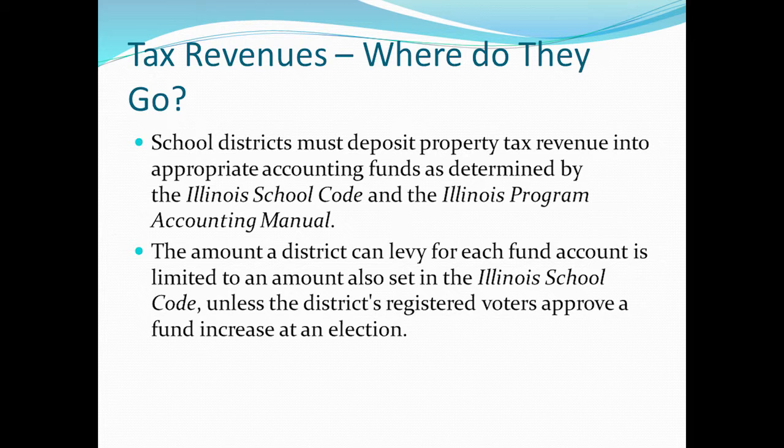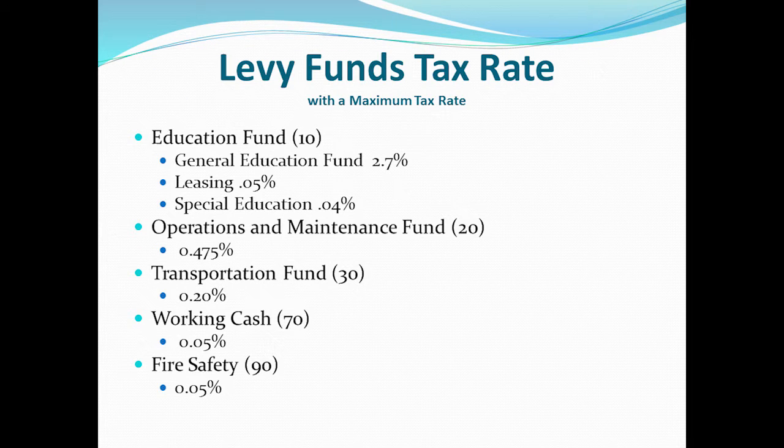So where are we at right now? We have rate. Like the ed fund is maxed at 2.7%. We can't ask for any more than that. We can't get more than 2.7% in a tax rate for the ed fund. Same with the lease and special education. They're at 0.05 and 0.04 respectively.